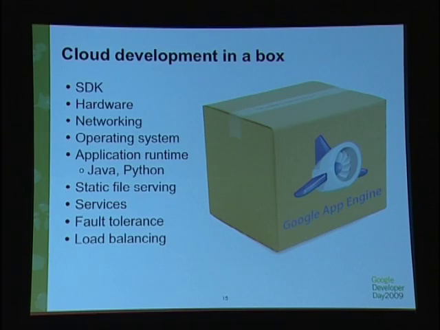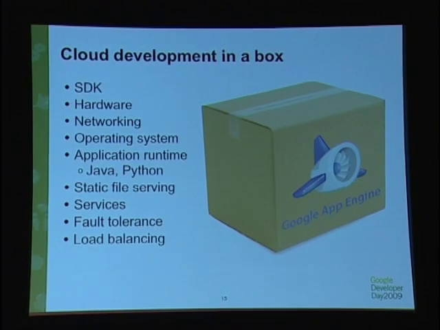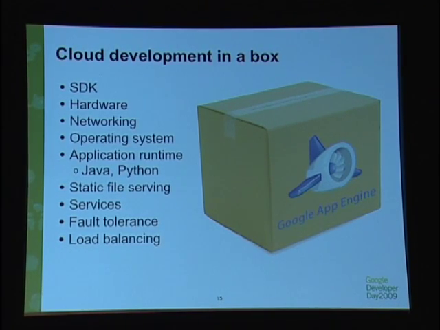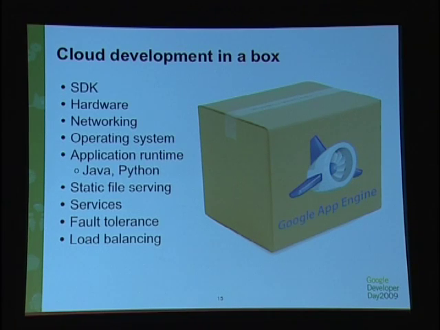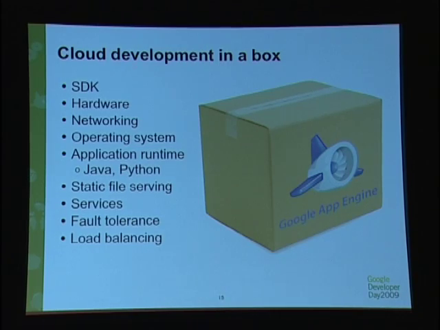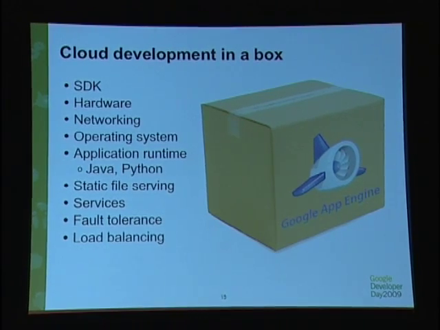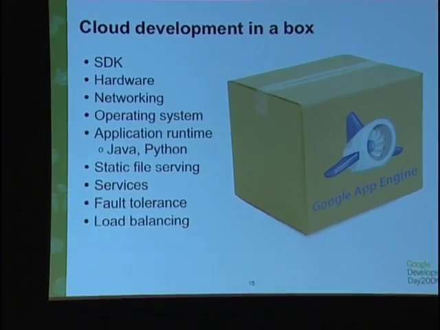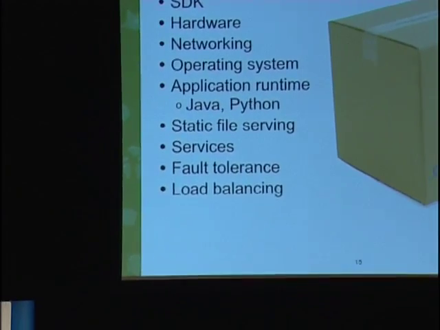So we developed Google App Engine to give you essentially the cloud development in a box. We have an SDK, which you saw earlier today, where you can easily create an application, deploy it. And then when you deploy your application to the cloud, everything's in the box. The hardware's there, the software's there, the operating system, the Java or the Python runtime environment. We have a number of services. Really, we take care of everything. All you do is you take your code, you upload it to App Engine, and you're done. We take care of the rest.